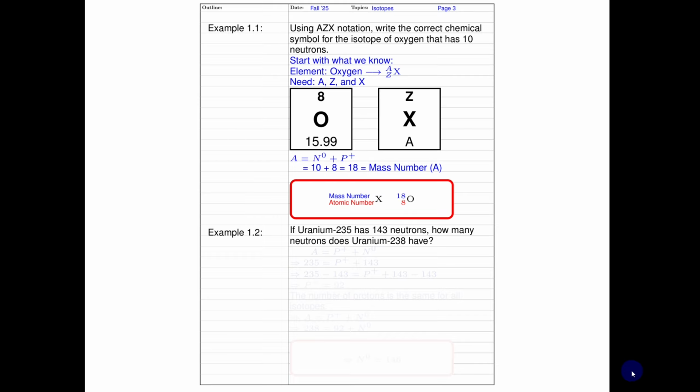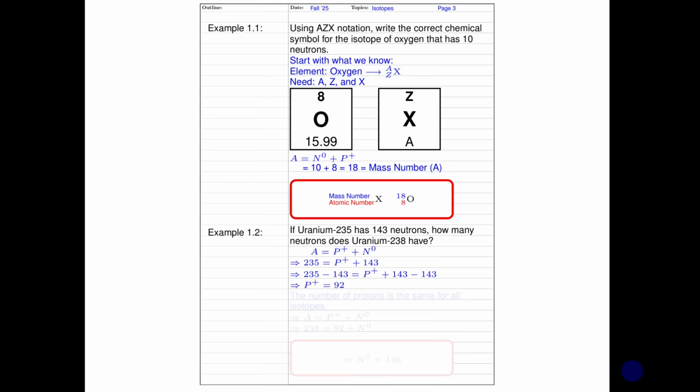Uranium-235 has a mass number of 235. Recognize that this is X-A notation. We know that the mass number is equal to the number of protons plus the number of neutrons, and we are given the mass number and the number of neutrons for uranium-235. We can solve for the number of protons, knowing that the number of protons will be the same for all uranium atoms. After we balance the equation, we find that uranium-235 has 92 protons.